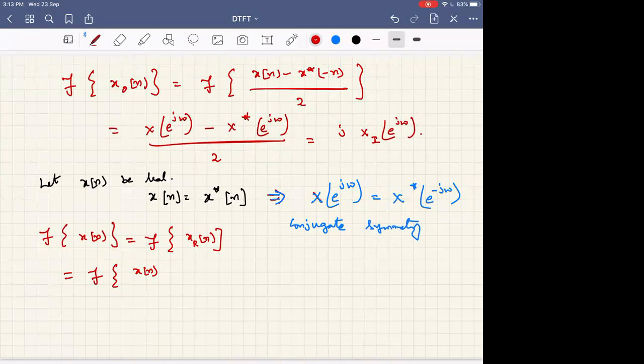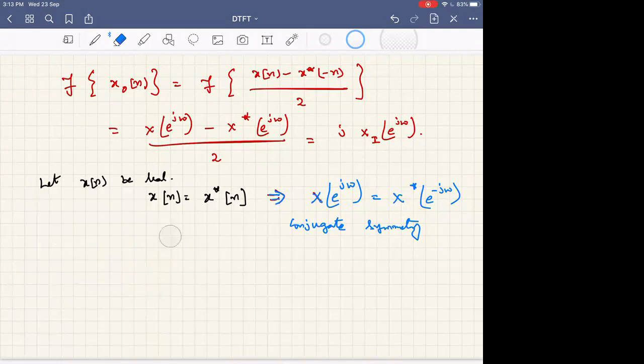Here x of n is real now, sir. Yes, x of n is real. Directly, in fact, we'll make use of this. So if x of n is real, what more can we tell about the frequency content, the Fourier transform?